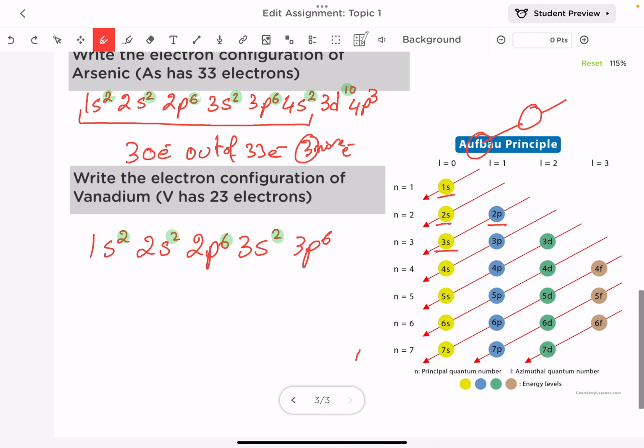3p6, that is 18. 4s2, 20 electrons. 20 electrons out of 23. So we have 23 electrons. After 4s, the arrow starts in 3d. So I'm gonna write 3d3. And that is the electron configuration of vanadium. Thank you.